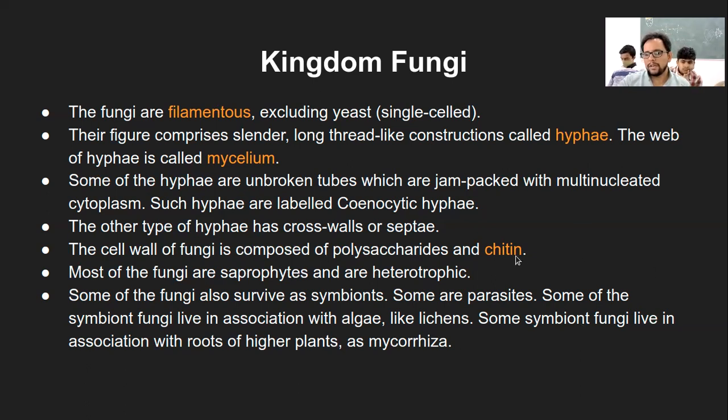The cell wall is composed of polysaccharides. So saccharides means carbohydrate, poly means many. So it is a polymer of simpler carbohydrates. An example is chitin, which is present in the fungi. Okay.